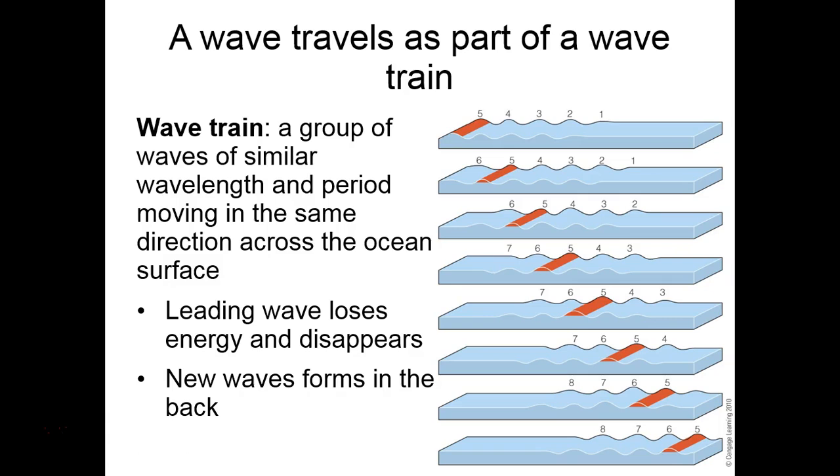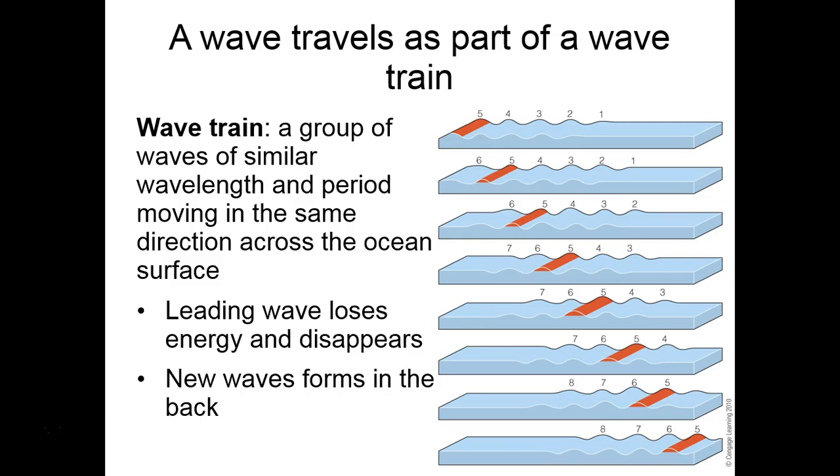Okay, now waves don't just occur individually, right? You have wind blowing over the surface of the water. You don't just see one single ripple form. You usually see multiple ripples form, and therefore we have multiple waves that form at a time. So instead of traveling just as one single wave, a wave is actually part of a wave train, which is a group of waves of similar wavelength and period moving in the same direction across the ocean surface.